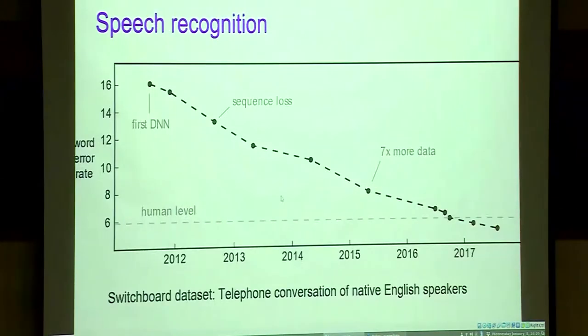Similar stories repeat for another challenging task, speech recognition. In speech recognition, there is another well-known data set, the switchboard data set. Here you train a model on a subset of the switchboard data set and you test it on another subset of the same data set. So perfect training test distribution match. And again, you have error rate dropping, and this red dotted line here is the human level error, and around this time the error became less than the human level error.